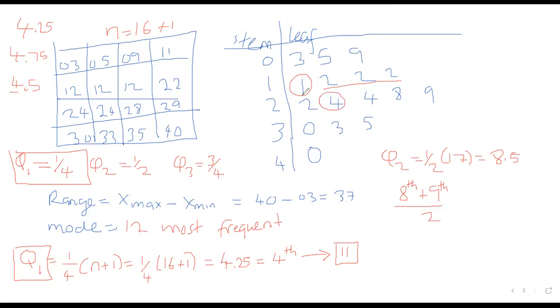So what two numbers are these? The 22 plus what? 24. 24 divided by 2. So what do we get? 23. So 23, the second quartile is also called what? Median.